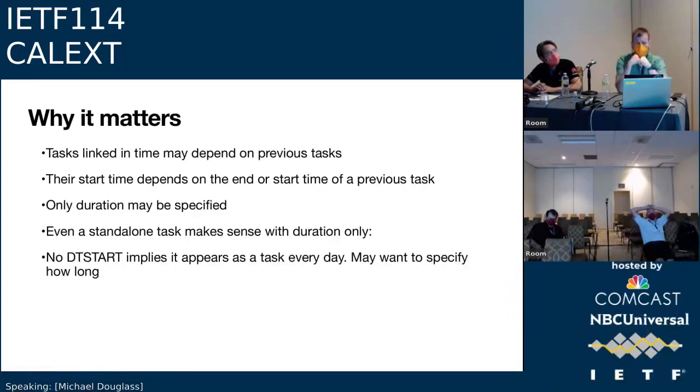And why does it matter? One of our aims with the tasks update was to try and make them more compatible with things like project management. When you string tasks together using temporal relationships, it's quite probable that the subsequent tasks in the chain will not have a start because they depend on previous tasks in the chain. You may know how long you're going to allow for the task, but you don't necessarily know exactly when it's going to start. So having a duration on its own is perfectly reasonable there.